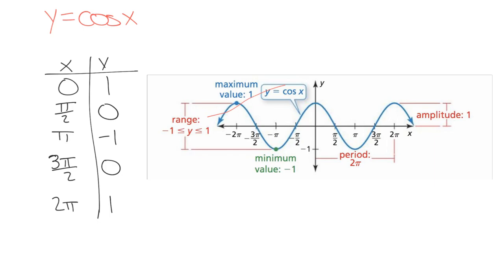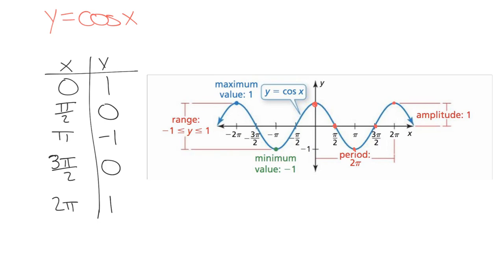So I drew on it somehow. So give me a sec. There we go. Okay, so this is the graph of cosine. This is the parent graph of it, to be more specific. And these are the 5 points that we have on our table, similar to the sine.